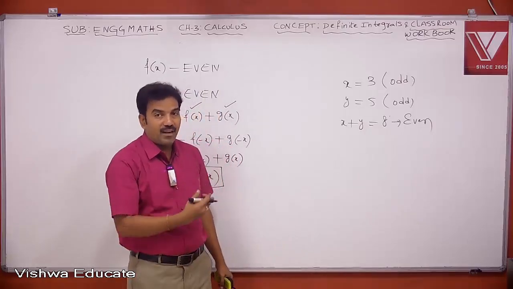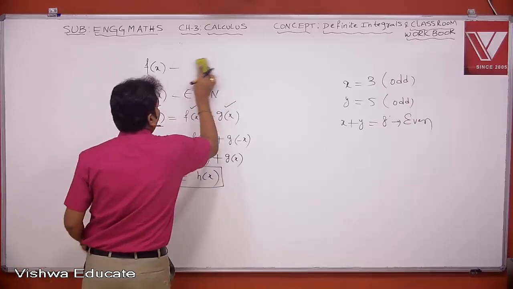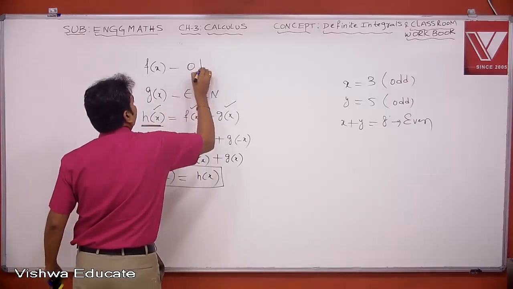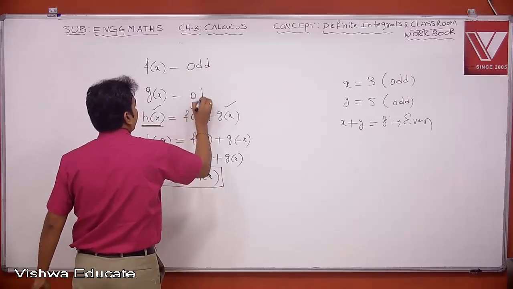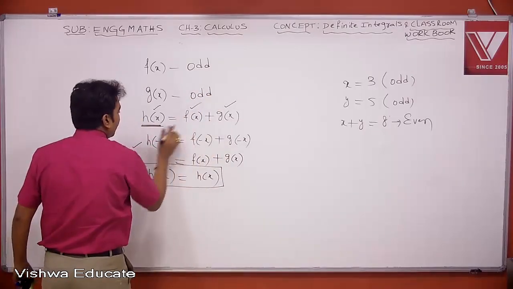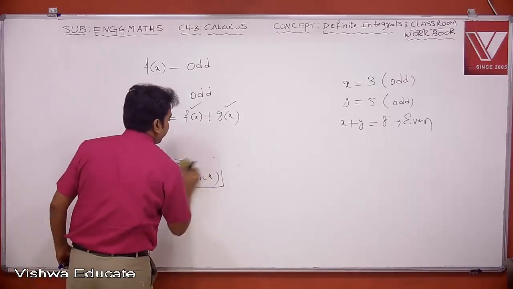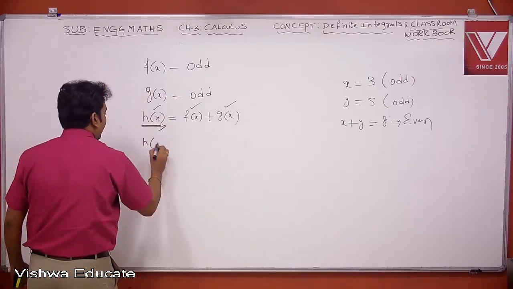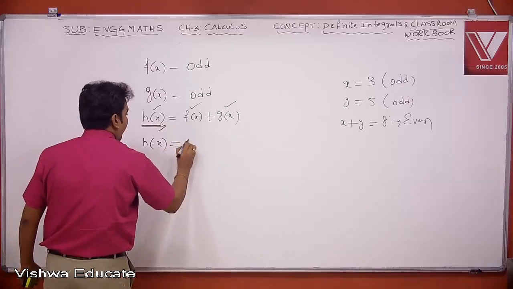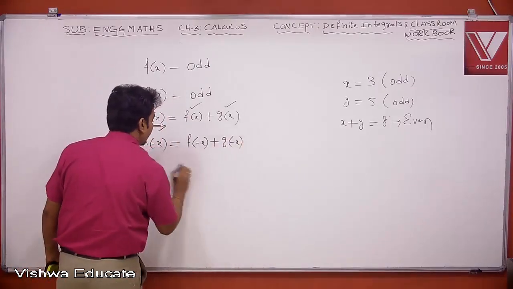But is this valid even in the case of functions? Let us see. Suppose f of x is an odd function. G of x is an odd function. Now add these two, call the resultant function h of x. Let us see whether h of x is odd or not. So replace x by minus x. H of minus x is f of minus x plus g of minus x.